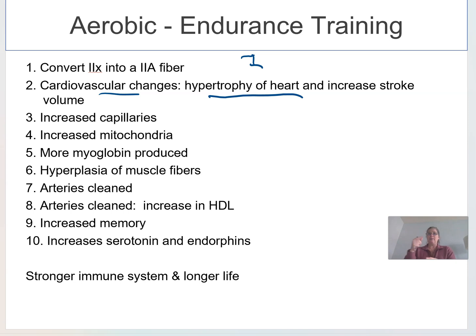The stroke volume is the amount of blood that leaves. So as your heart gets stronger and stronger, it pumps more blood out. And then what that does is allows you to have a lower heart rate. So athletes typically have a lower heart rate.